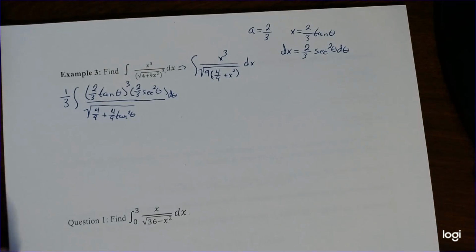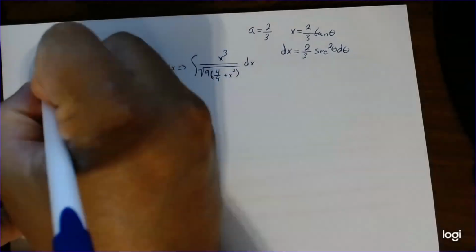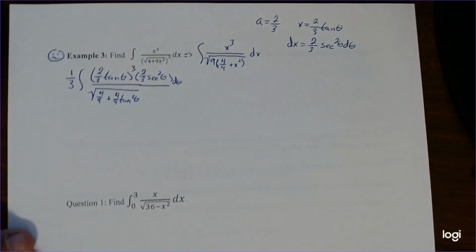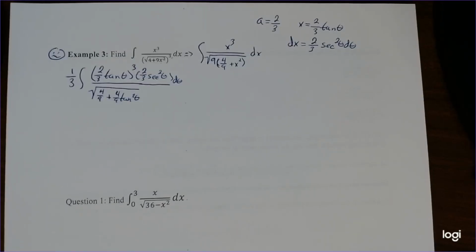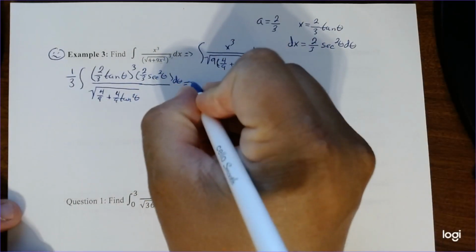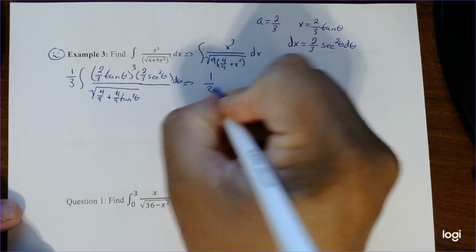So it may look really, really horrible, and it does look really horrible. This is a doozy of a problem. I should have put a little scary face here because it's a pretty doozy problem. But we're actually less than halfway through it. Same process: we just try to simplify as best we can. So 1/3, there you go.